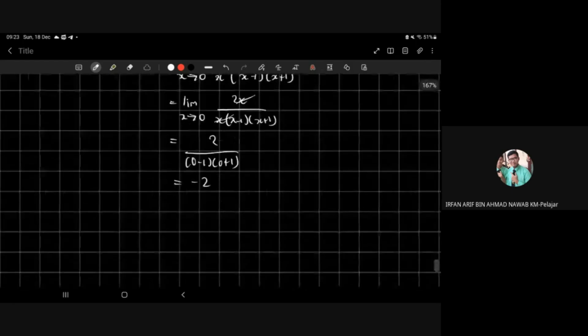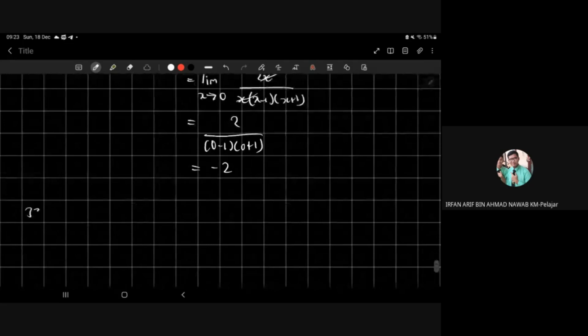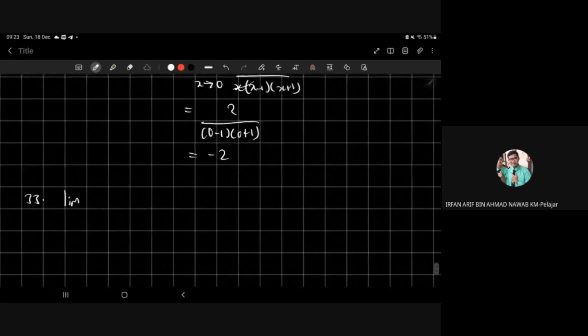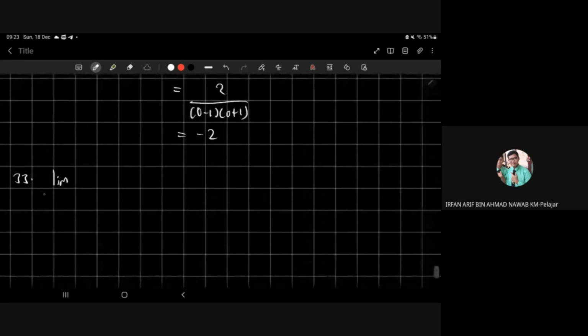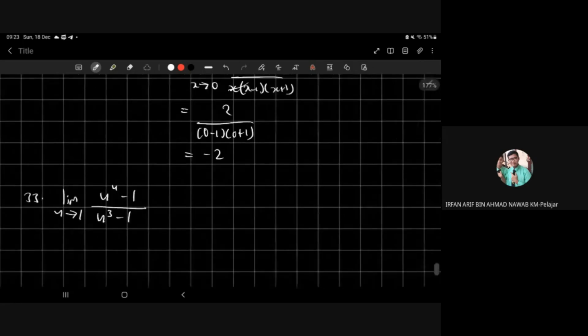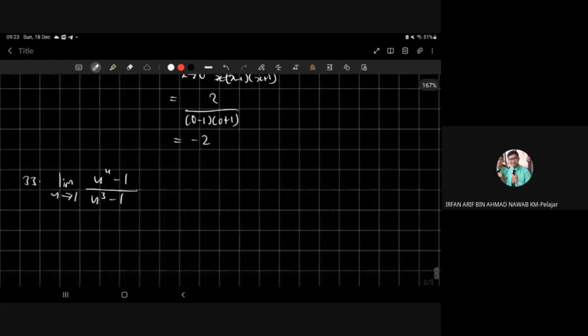Okay, so now question 33. Question 33 gives us a limit where u approaches 1 of (u to the power 4 minus 1) divided by (u to the power 3 minus 1). There's a way where, wait, I want to try it though. I never tried this before. So I'll be using long division, u to the power 4 minus 1 divided by u to the power 3 minus 1, because I'll be applying the limit laws later.